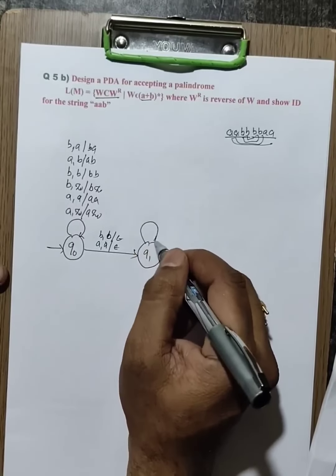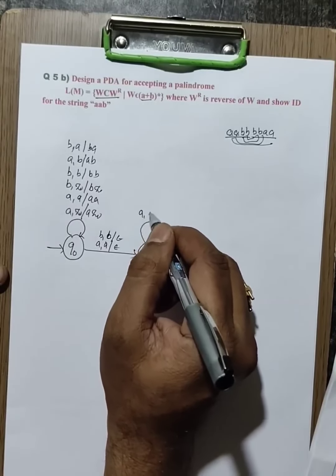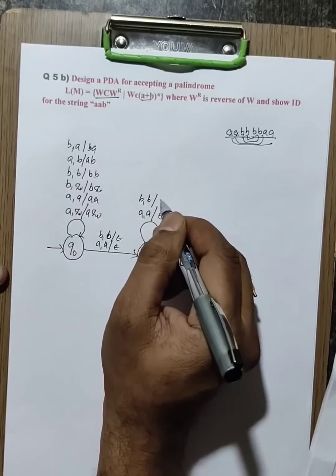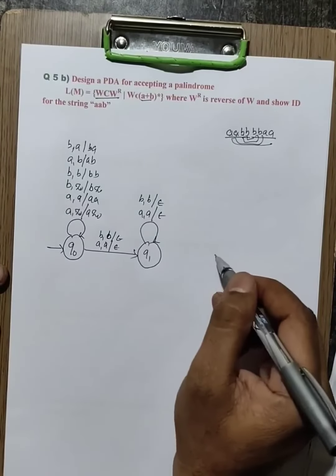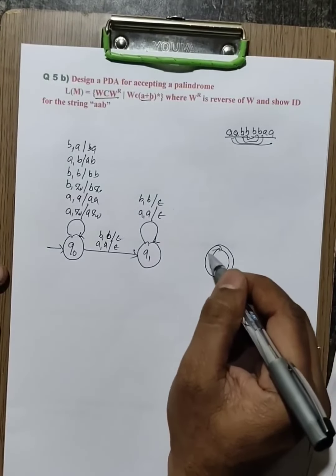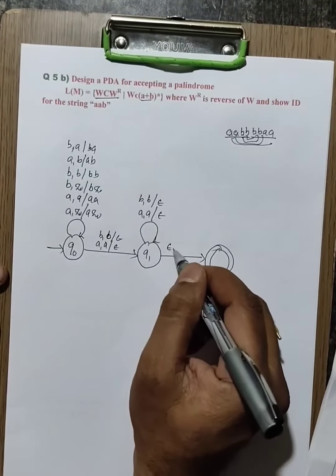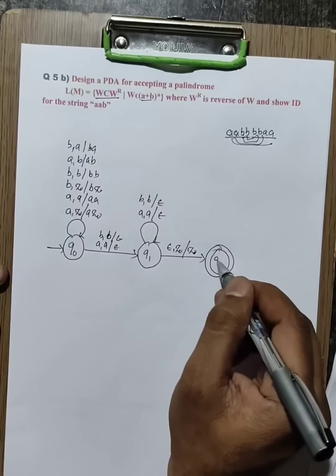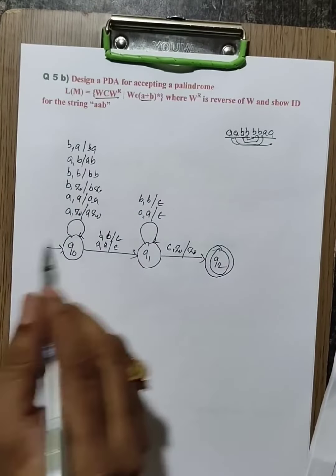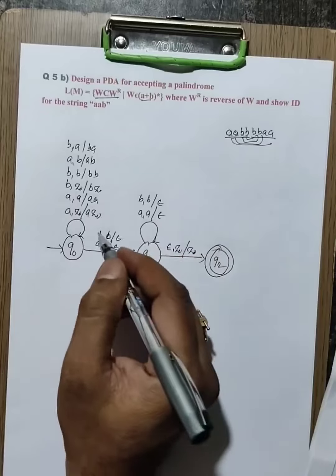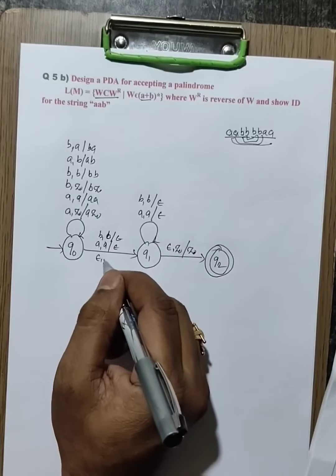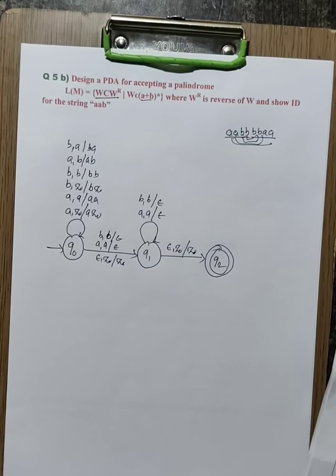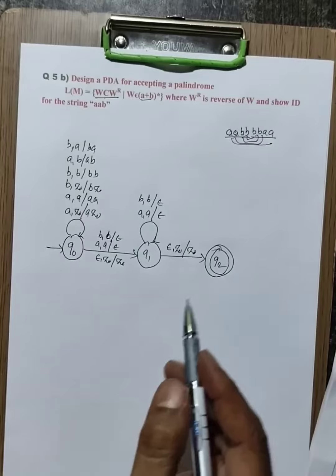One transition or second transition. Input symbol A, top element A, then pop from the stack, or input symbol B, top element B, then pop from the stack, and finally move to the final state without any input symbol. Epsilon Z0, this is Z0, Q1, Q2, this is Q2. Maybe W is empty, then WR also empty. Means here one more transition, Epsilon Z0, Z0. This is the PDA to accept the string WWR.